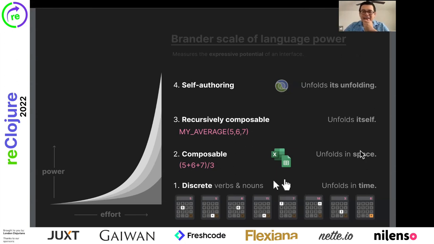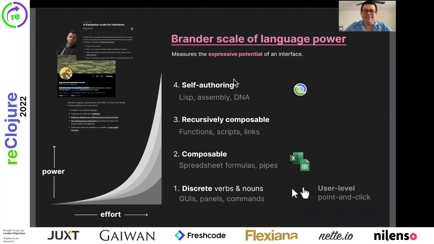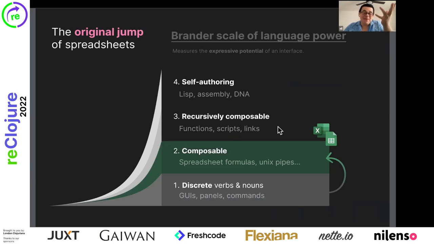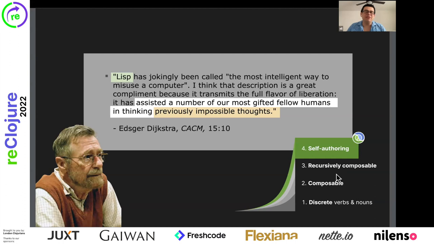And the fourth level is Lisp, self-authoring, and DNA and stuff, like crazy stuff like that Gordon goes into detail. I highly recommend his essay. Okay, so spreadsheets took us from level one to level two. Spreadsheets are the mainstream way that users compose their actions, and the main way they are programmers, you know.